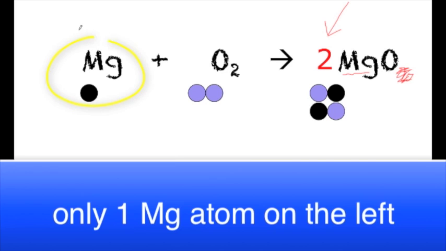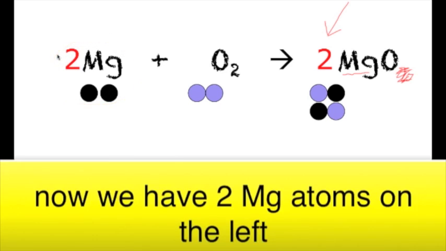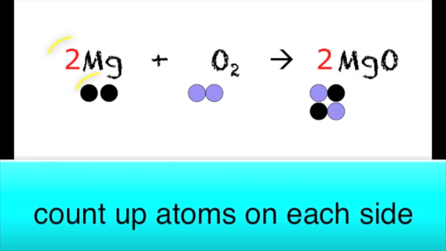Well, we need more magnesiums on this side. So let's try sticking a 2 in front of there. Now, all of a sudden, we are a little bit happier. We have 2 magnesiums on this side and 2 magnesiums on this side. We have 2 oxygens on this side and 2 oxygens on this side.